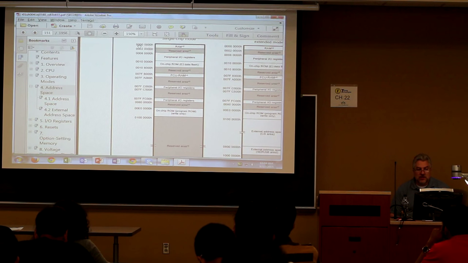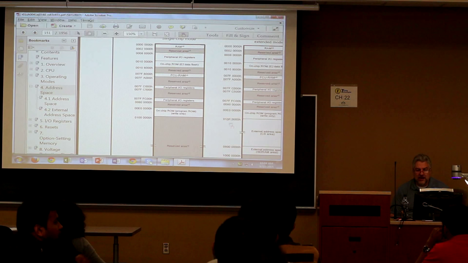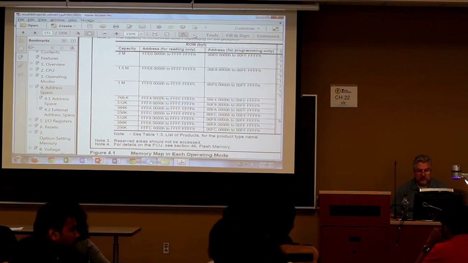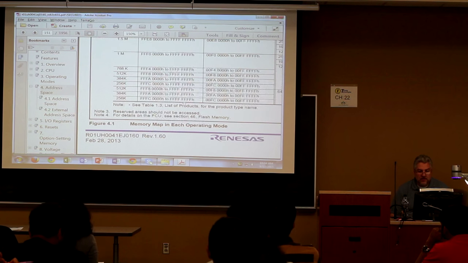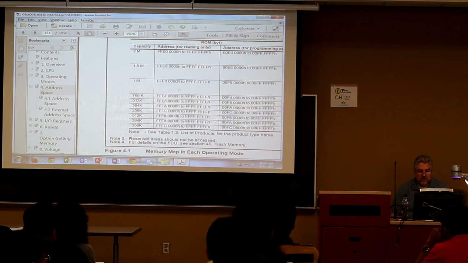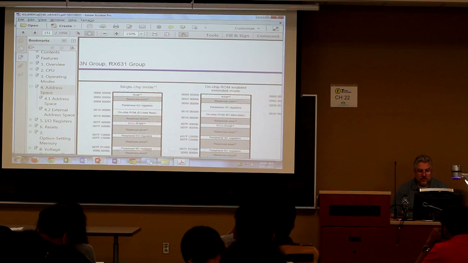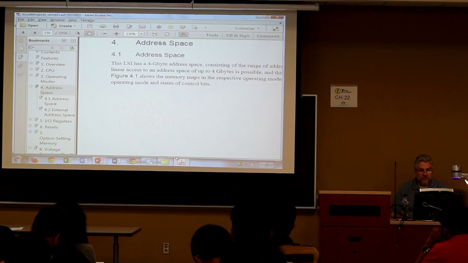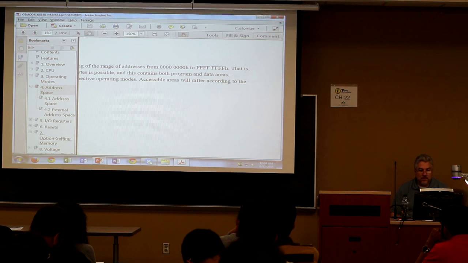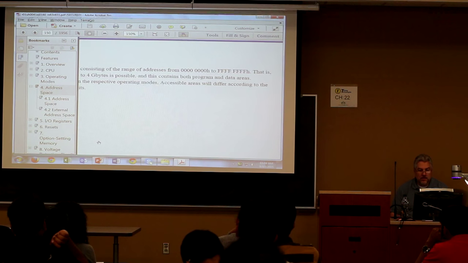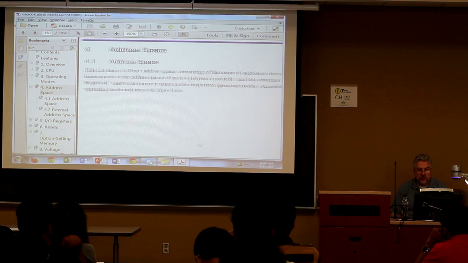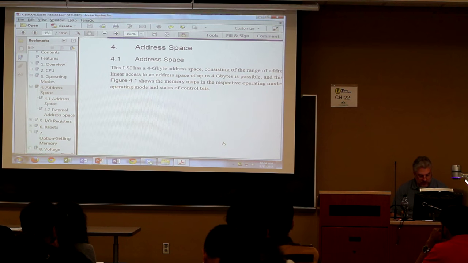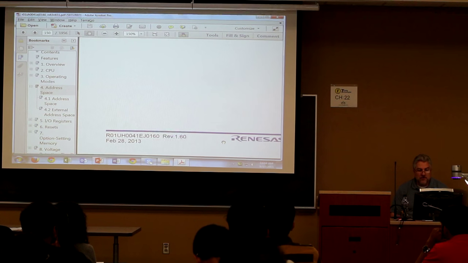Oh, look at that. There's the RAM, and is that the same space that I showed earlier? Oh, it's a little bit different. Why is that? Well, let's see. Is this a different processor? Accessible areas will differ according to the operating mode and control of the status bits. So let's take a look.